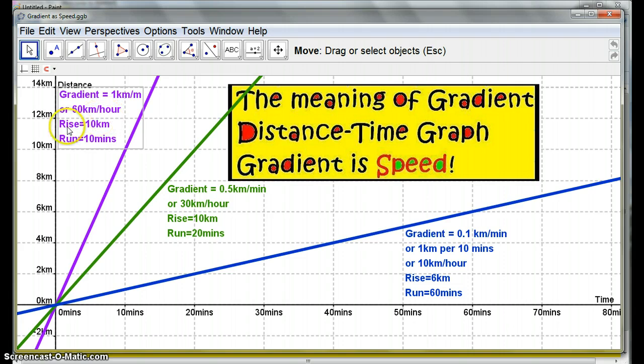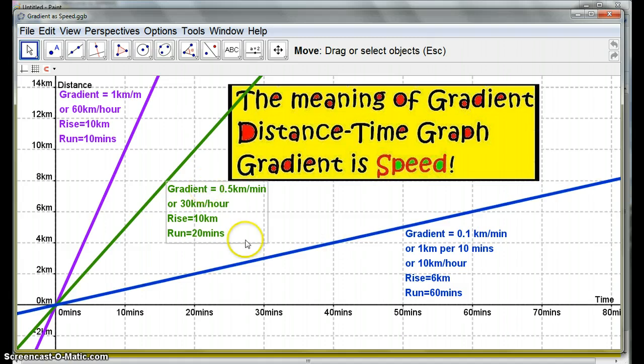The rise is 10 km and the run is 10 minutes. So if we go from here to here in 10 minutes, it went up 10 kilometres. So that's 1 kilometre per minute. This one here, we have got a gradient of 0.5 kilometres per minute. The rise is 10 and the run is 20. So in 20 minutes we went up 10 kilometres. This one here, we've got a gradient of 0.1 kilometres per minute.